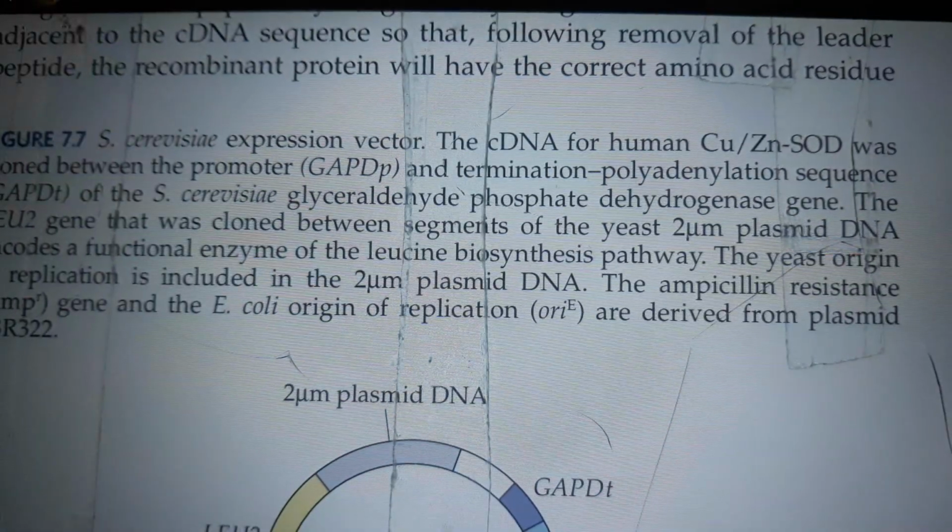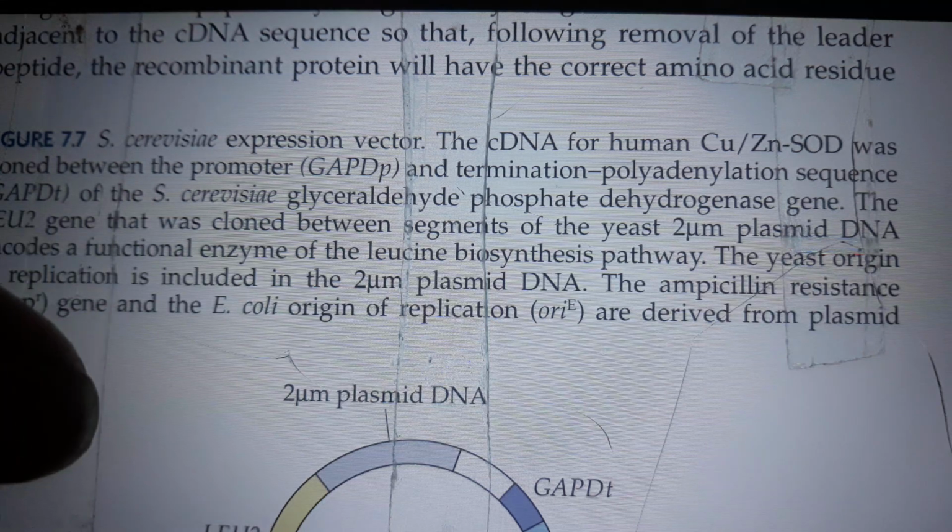Now figure 7.7 shows this expression vector. The cDNA for human copper zinc SOD was cloned between the promoter GAPDH and termination polyadenylation sequence of the glyceraldehyde phosphate dehydrogenase gene. The LEU2 gene that was cloned between segments of the yeast 2 micrometer plasmid DNA encodes a functional enzyme of the leucine biosynthesis pathway. The yeast origin of replication is included in the 2 micrometer plasmid DNA.